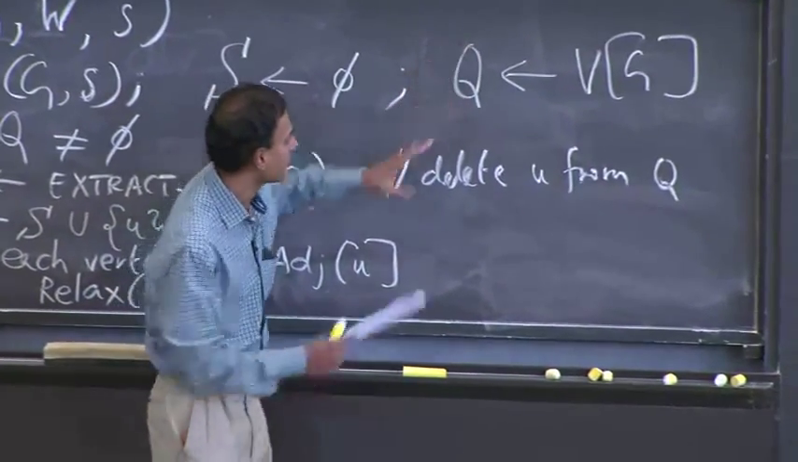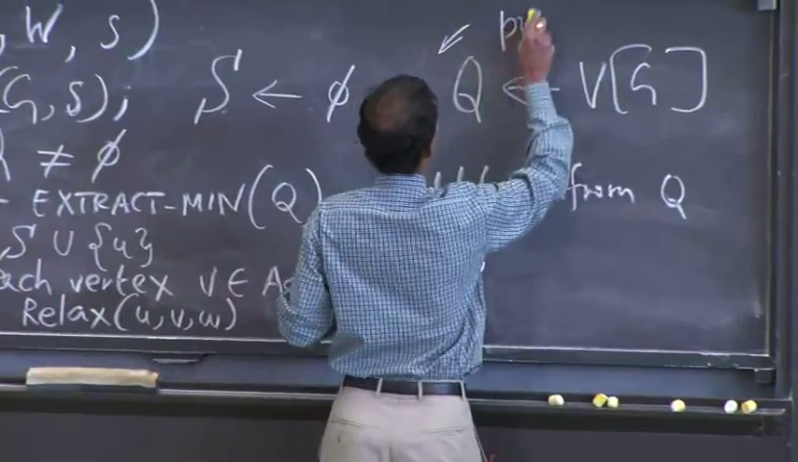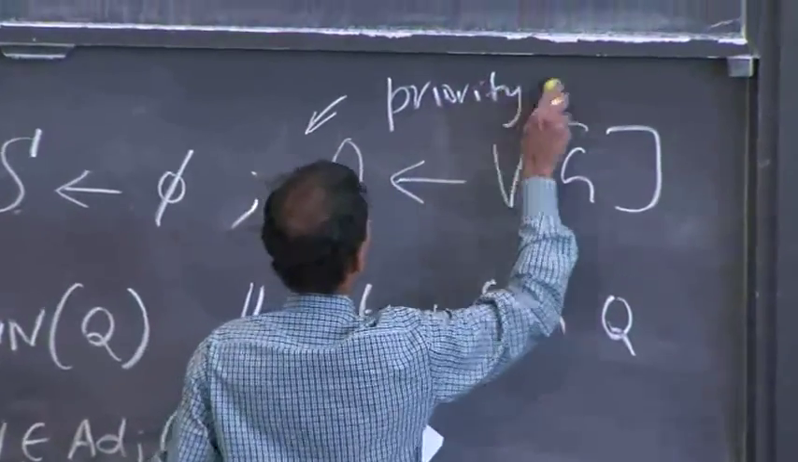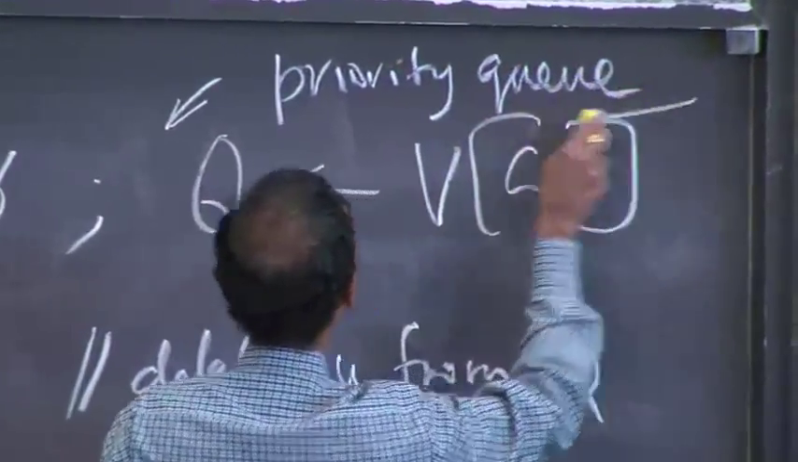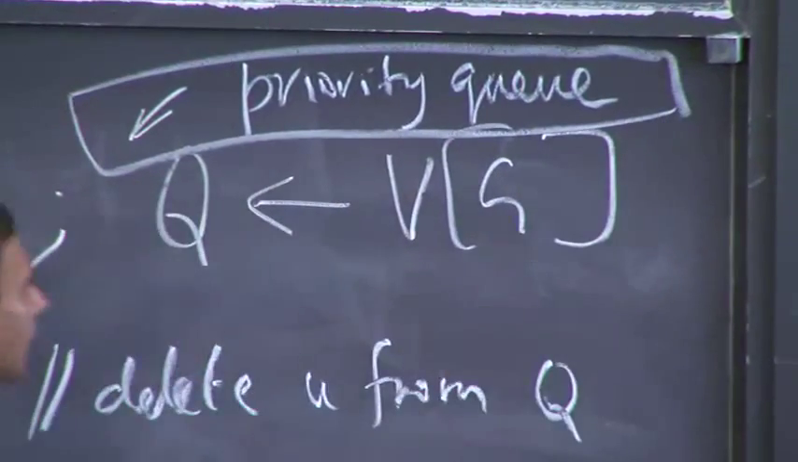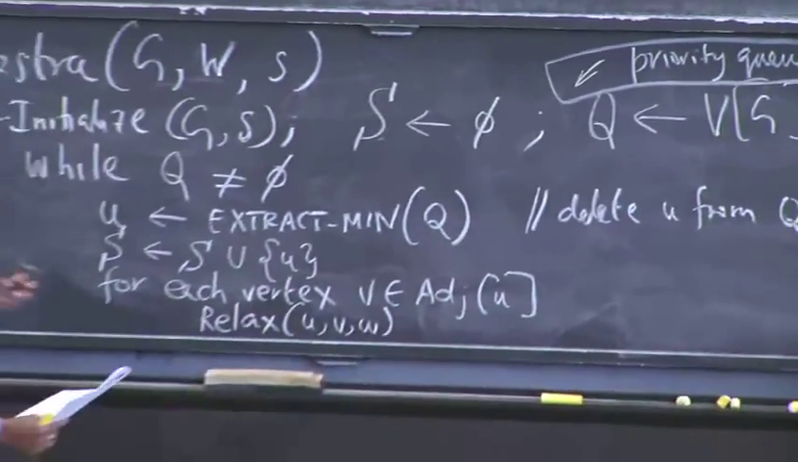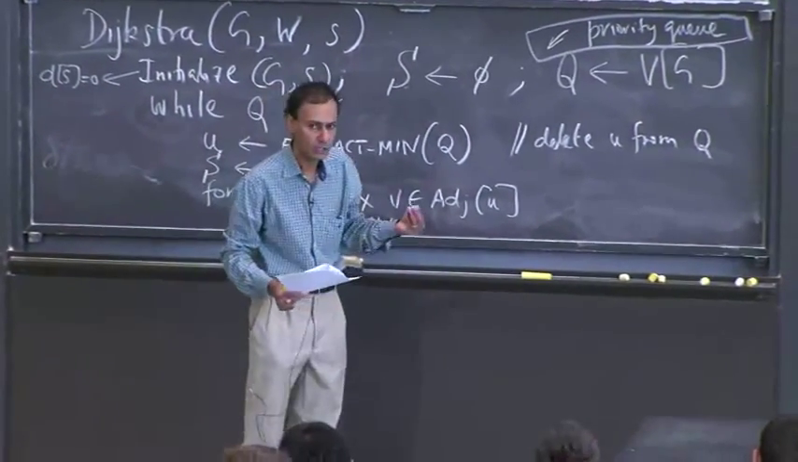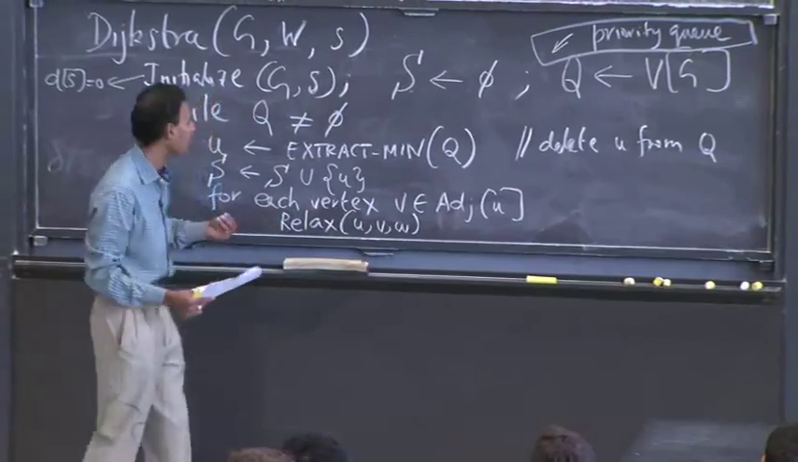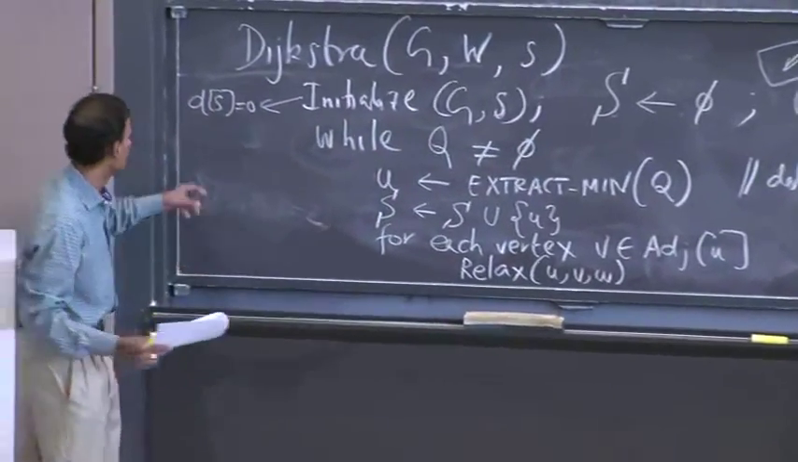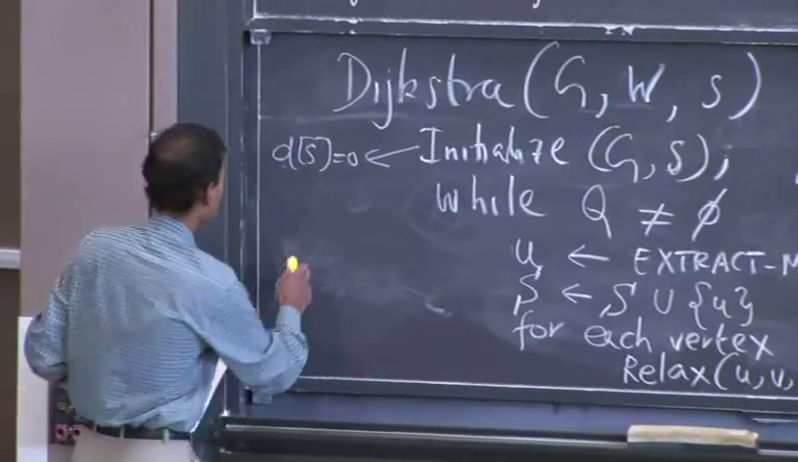Now, Q is a priority queue, okay? We'll talk about how we'd implement this priority queue and the complexity of Dijkstra before we're done here. But as an ADT, an abstract data type, think of Q as being a priority queue, and there are priorities associated with each vertex that's in Q. These priorities change, and they're the d values. All right?